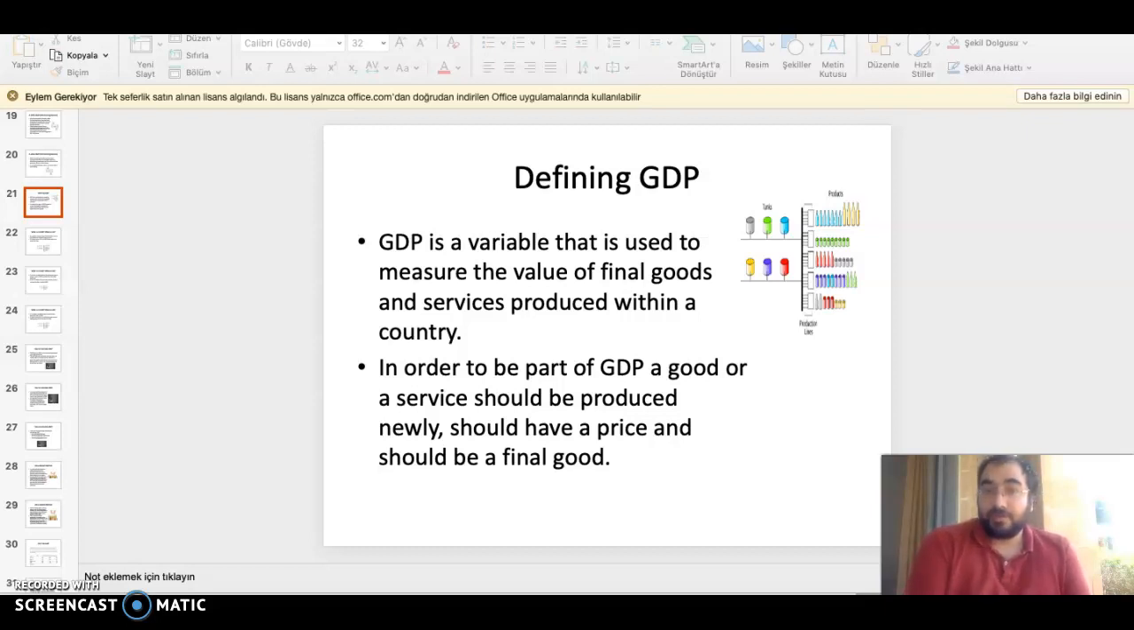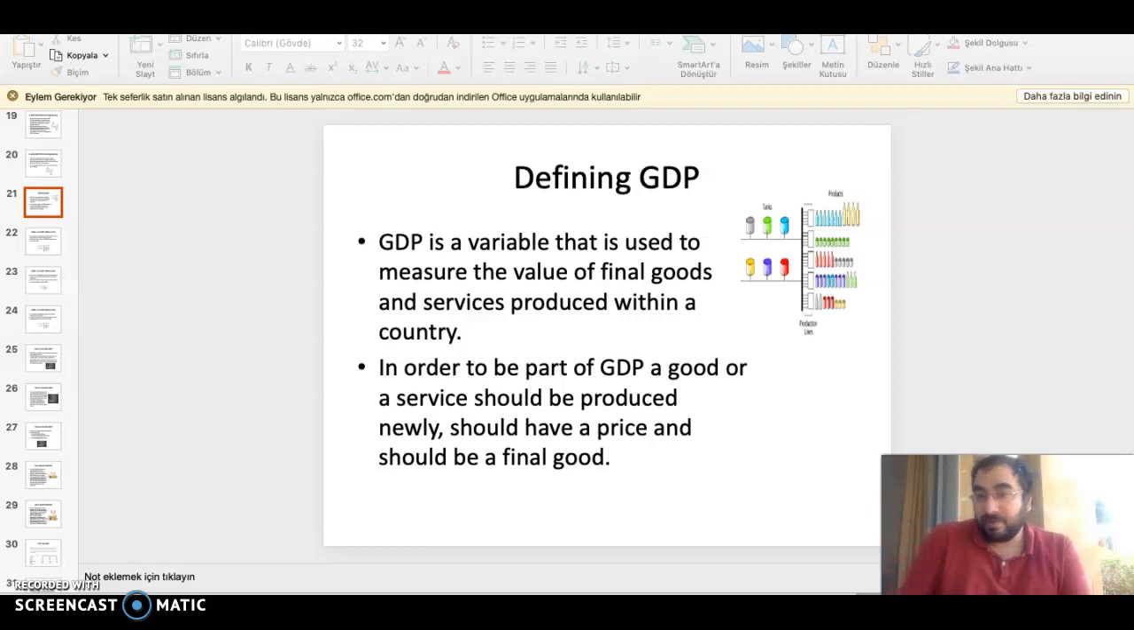GDP is the measurement of the final goods and services produced in an economic system. Those goods and services, as I have defined before, are given values using the prices in the market. So in a way, it is measuring the production level, but only of the goods and services that are bought and sold within the market.